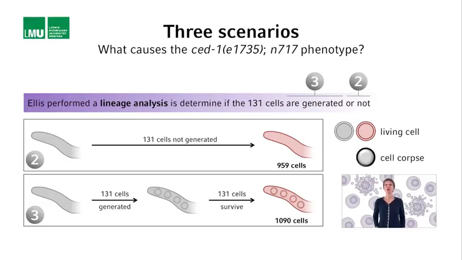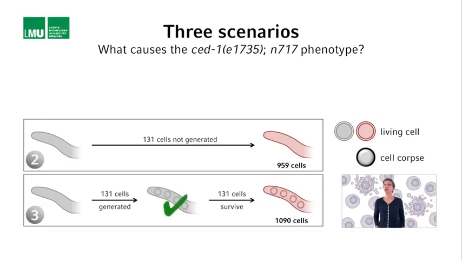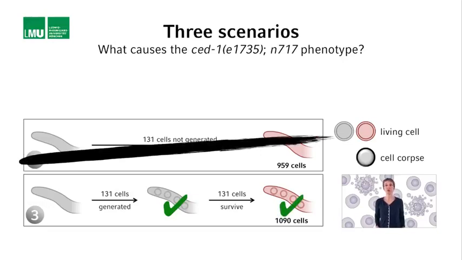And what she found was striking. The 131 cells were generated. However, they did not undergo any of the morphological changes typical for apoptotic cells. They looked like other cells, cells that are not programmed to die. Furthermore, the 131 undead cells persisted and survived throughout the animals' lives. We now know that many of these undead cells adopt a neuronal fate, which is the fate of their sisters. And not only do they adopt the neuronal fate, they often develop into fully functional neurons.